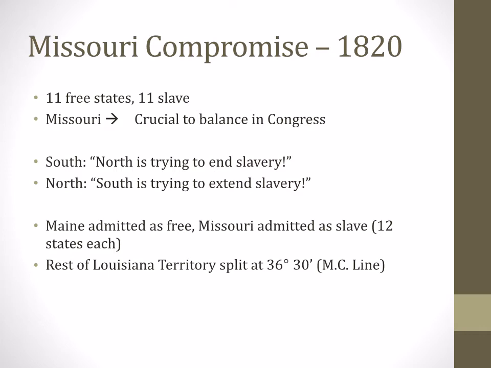So in order to keep that balance, Maine was admitted as a free state and Missouri was admitted as a slave state. There are 12 states each now. Keeps that balance. The rest of the Louisiana Territory was split at the 36°30′ parallel, also known as the Missouri Compromise line.